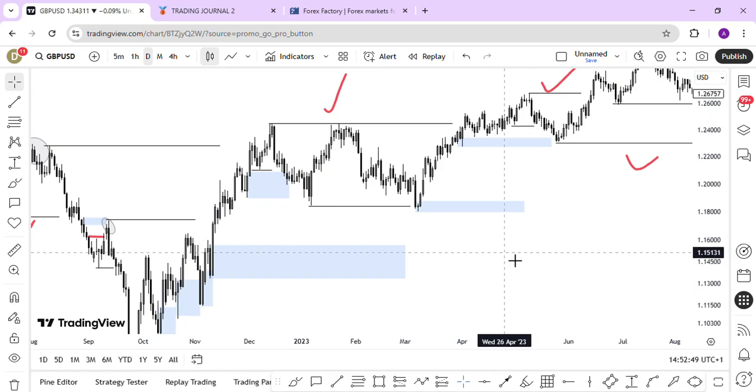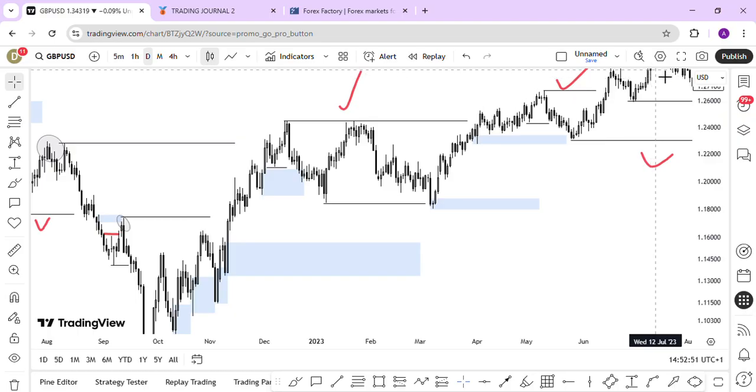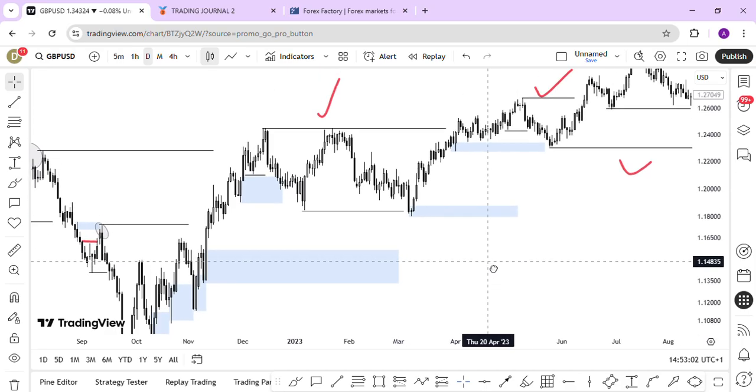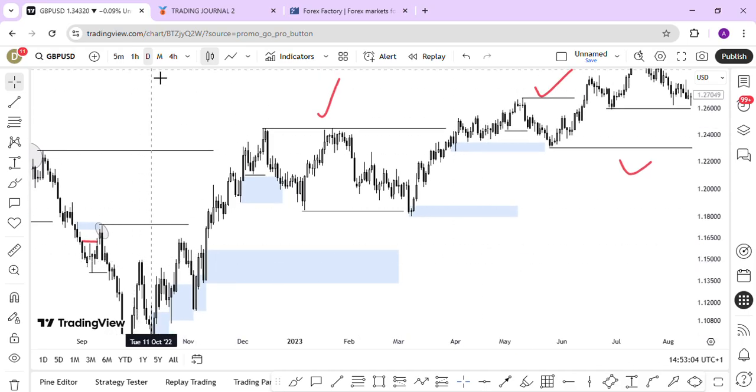Okay, hello guys. Let me briefly show you how you can use a top-down analysis using two time frames, which we call the higher time frame and the lower time frame. In this scenario, I'm going to use the daily time frame, then show you where you can pick your entry.